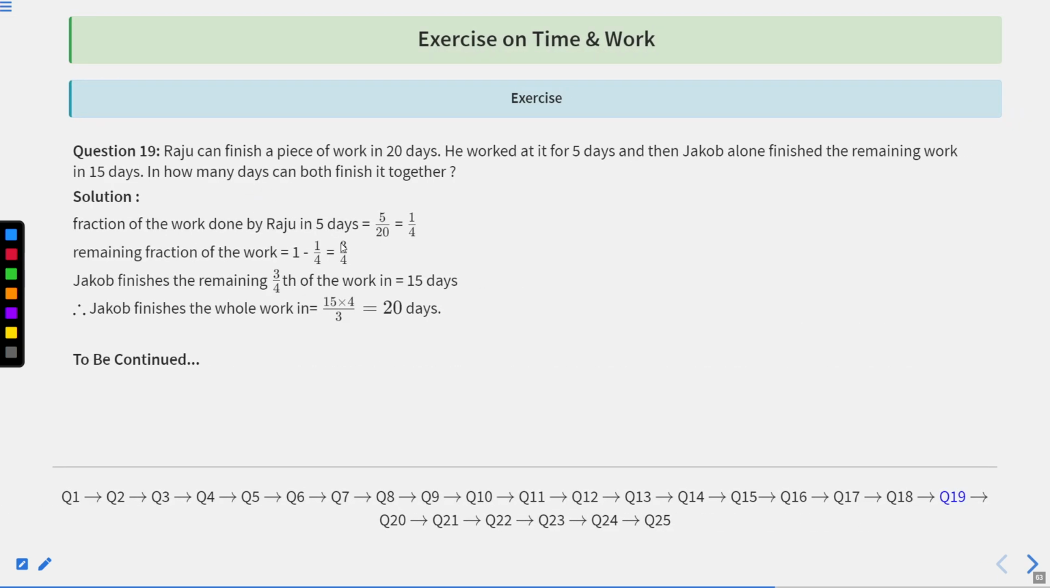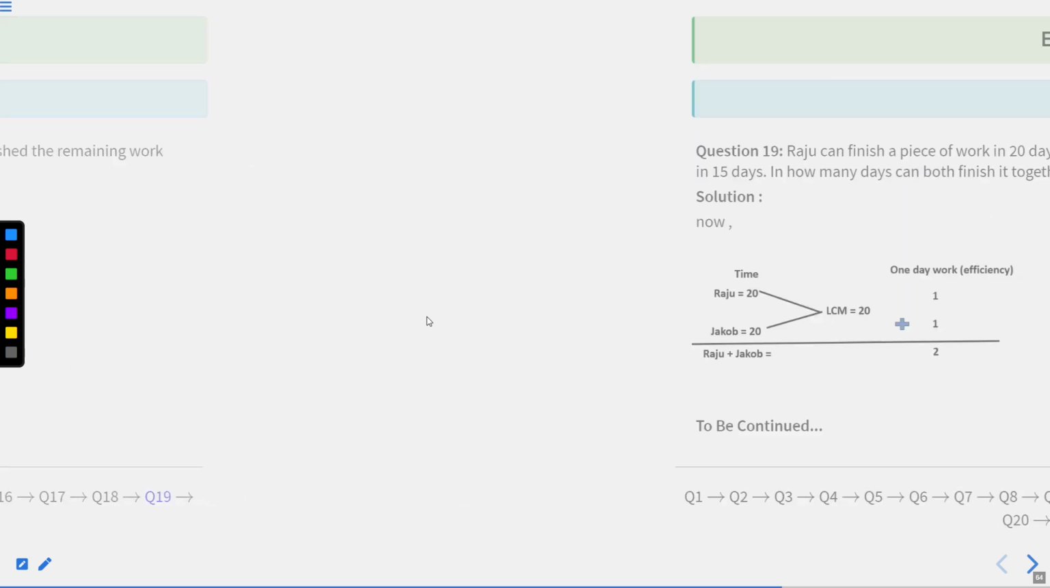So the fraction of work done by Raju in 5 days is 5 upon 20, that is 1 upon 4. The remaining fraction of work is 1 minus 1 upon 4, that is 3 upon 4. Jacob finishes the remaining 3/4 of the work in 15 days, as given in the question. Therefore, if Jacob has to do the whole work, he would do it in 15 into 4 upon 3, that is 20 days.